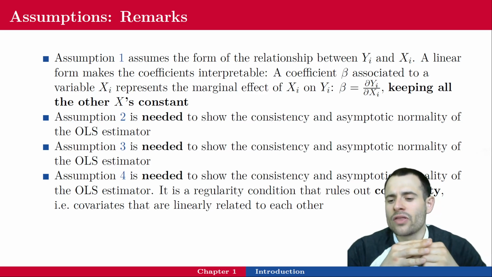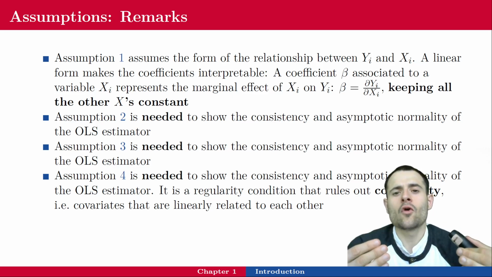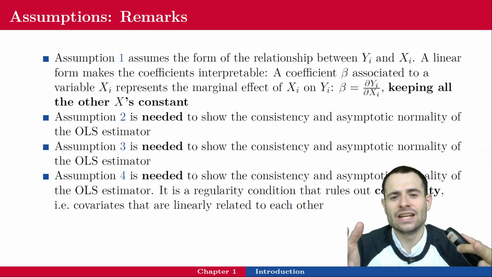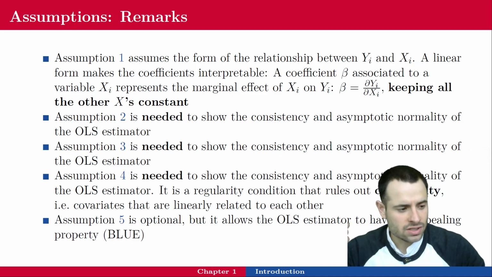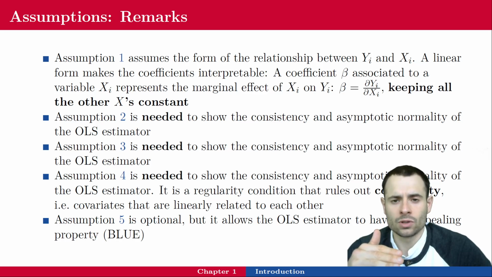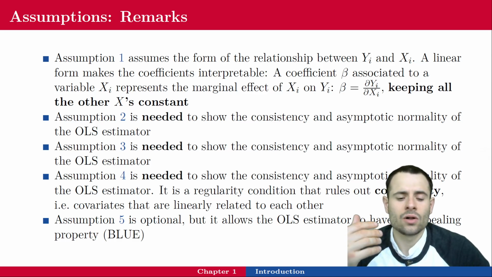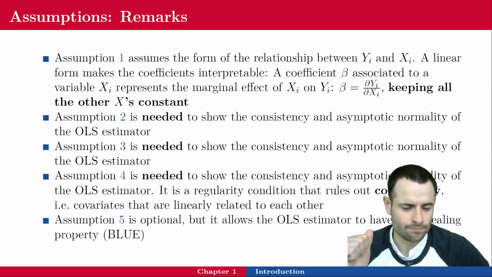This is also rather easy to verify in practice because you can look at your x's and you can look for which ones are highly linearly correlated. Assumption 5 is optional in the sense that the OLS estimator will still be consistent and asymptotically normal. No problem with that. But if we make this assumption, we're going to have one more nice property, which is called BLUE, Best Linear Unbiased Estimator.